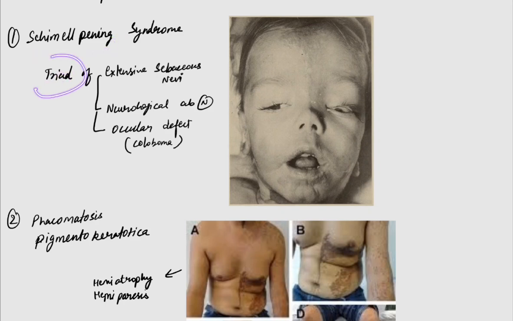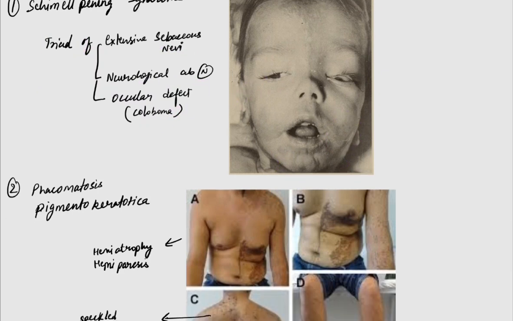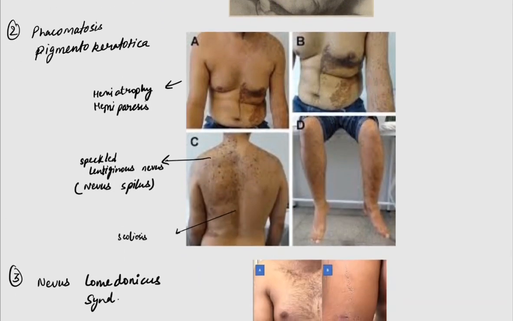Here there is a triad of extensive sebaceous nevi, neurological abnormalities and ocular defects such as colobomas. Coming to the second disorder, phacomatosis pigmentokeratotica. Here there is speckled lentiginous nevus, also known as nevus spilus, and there is associated hemiatrophy and hemiparesis.